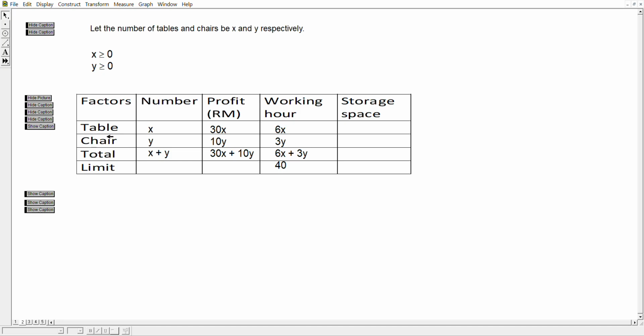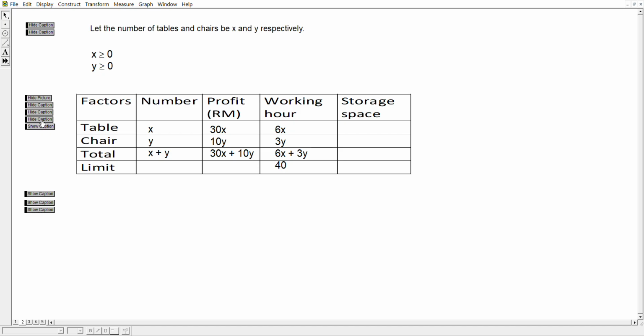For chairs, 1 chair is 3 hours, 2 chairs 3 times 2, 3 chairs 3 times 3, y chairs 3 times y. So these are the working hours for tables and chairs. The total number of working hours is 6x plus 3y. And the limit for working hours is 40, so it has to be less than 40, cannot be more than 40.